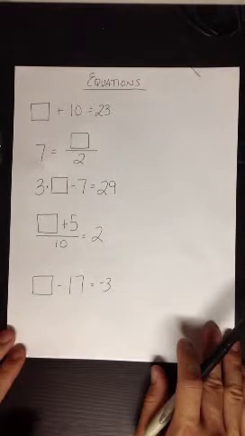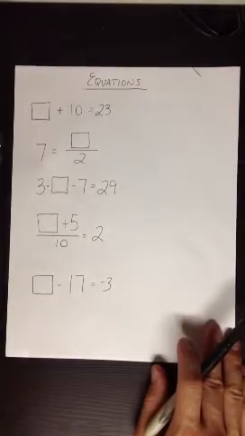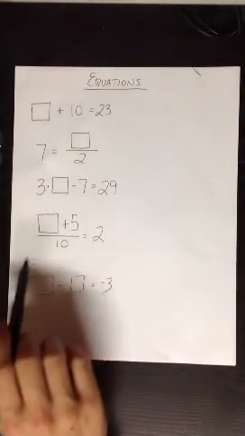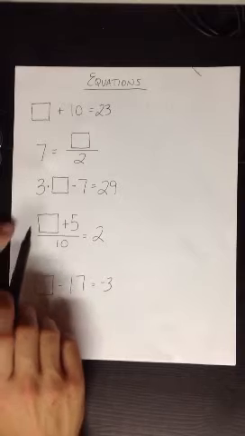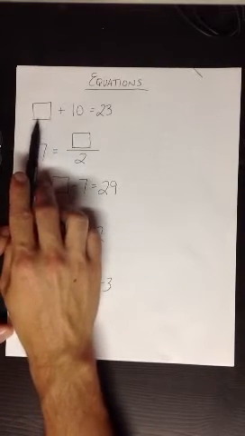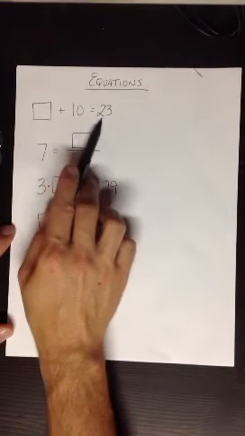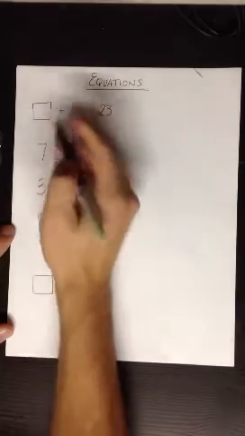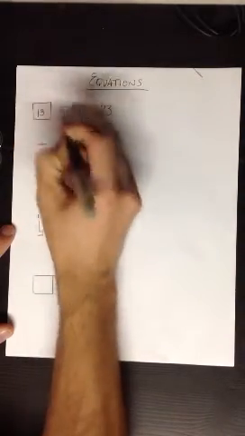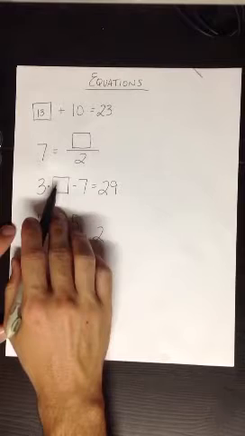Okay, we should be back. Now, let's talk about what values should be placed in the box to make each of the equations true. In the first box, you want to ask what number plus 10 equals 23. Well, if I add 13 to 10, that gives me 23.